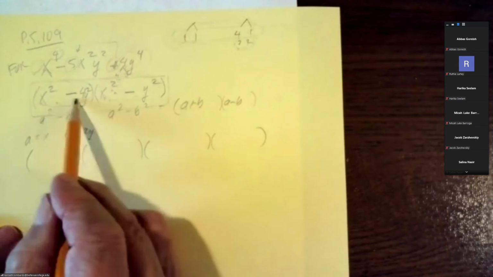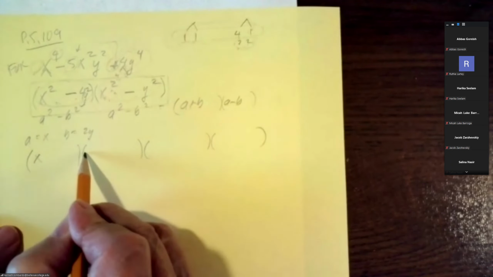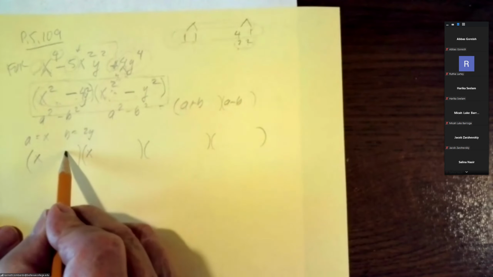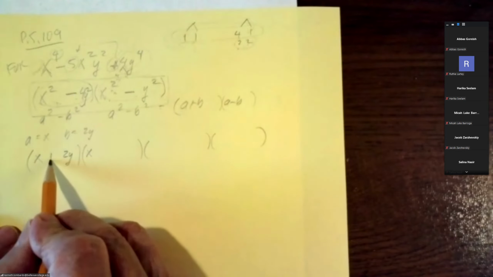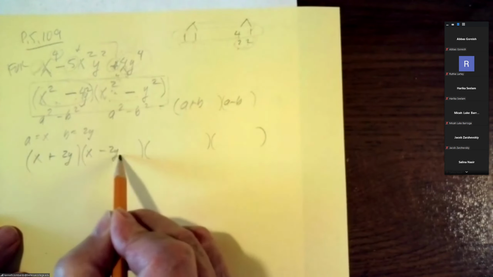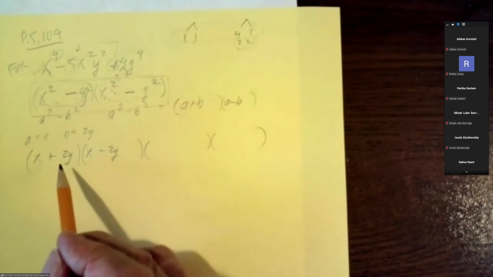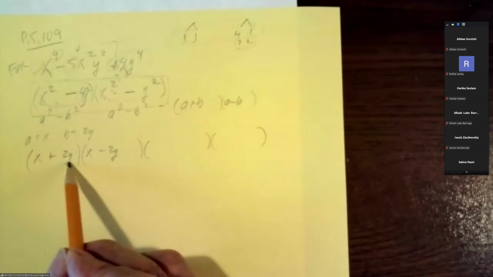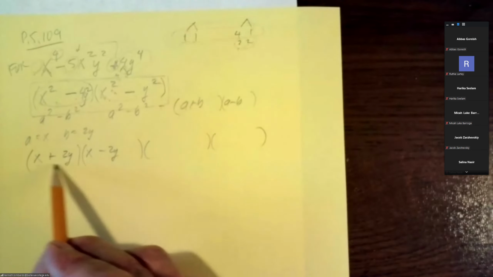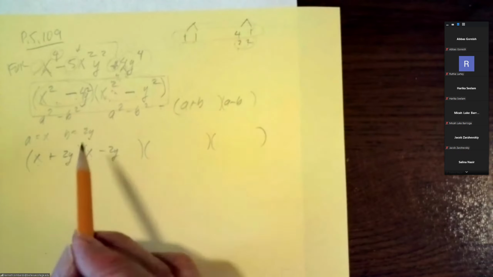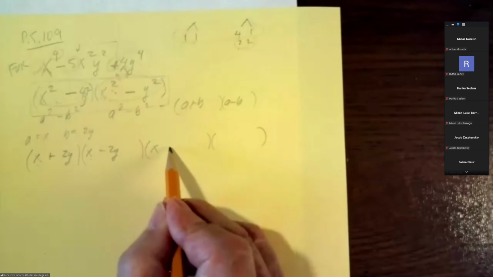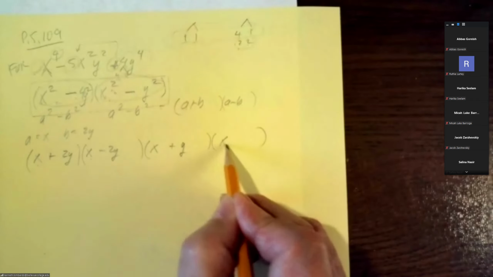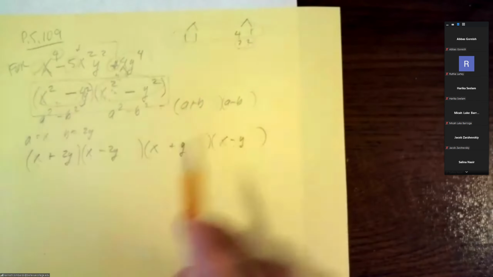Okay, so x squared minus 4y squared, that'll give us an x and an x, and a plus 2y and a minus 2y. It looks like a squared minus b squared. So x plus 2y, x minus 2y, that's for that one. And this just looks like a squared minus b squared, so that's x plus y and x minus y.